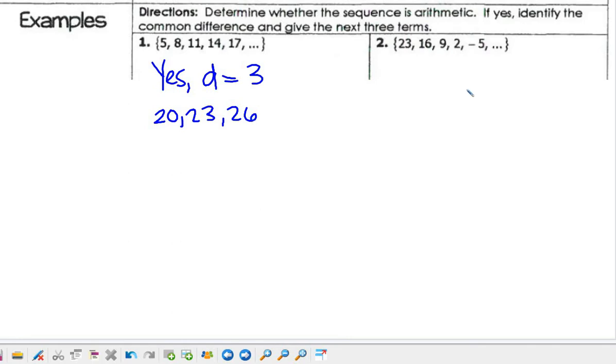So number 2, 23 to 16 is minus 7. 16 to 9 is minus 7, minus 7, minus 7. So it is arithmetic, and my difference is negative 7. And negative 5 plus a negative 7 is negative 12. Plus a negative 7 is negative 19. Plus a negative 7 is negative 26.